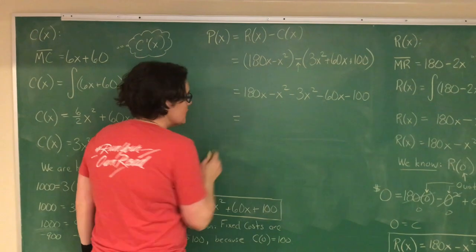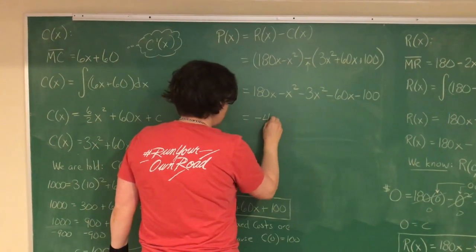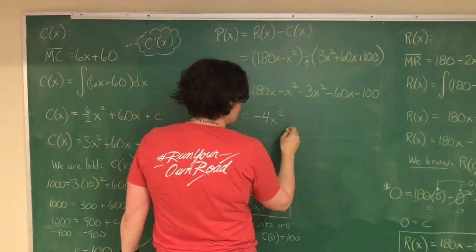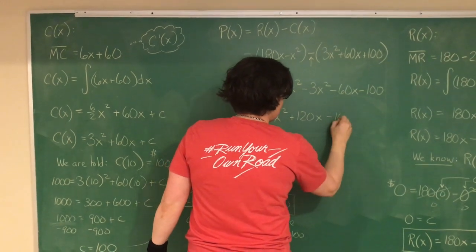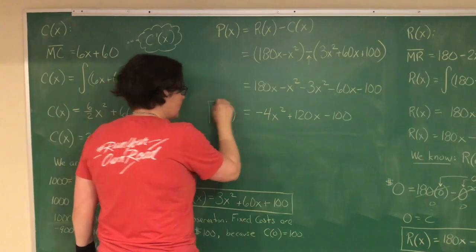Okay, so our last step here, I can combine the x squared. So we have negative 4x squared. 180x minus 60x is plus 120x, and then minus 100. And so we have found our profit function.